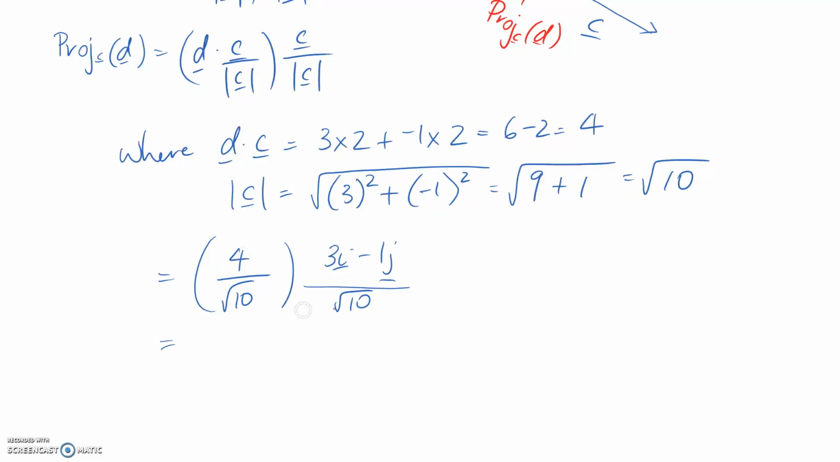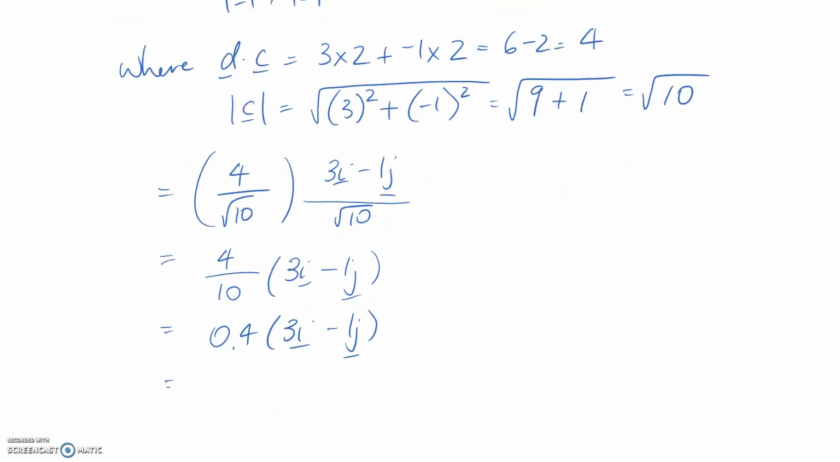So we should be able to put these constants together. So 4 on the top line, and then we have square root 10 times square root 10. The square roots essentially cancel out with each other, and you're just left with 10 on the bottom line. And we've got the minus 1j. And then if I wanted to, I could write this as 0.4. And then I'm going to multiply that in. So 0.4 times 3 gives me 1.2i, and then 0.4 times -1 gives me -0.4j.